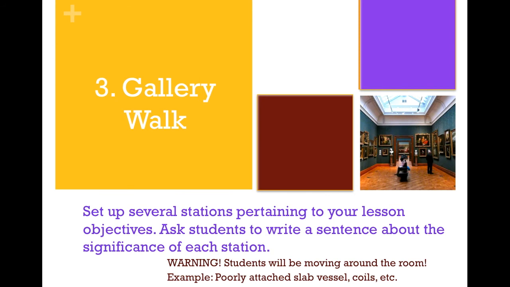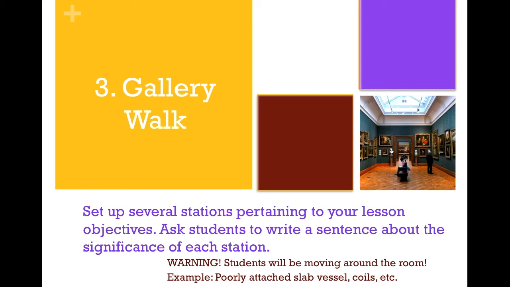Number 3, the gallery walk. This one requires a little bit more setup, but it's easy because it should be about the material you're already working with. So set up several stations pertaining to your lesson objectives and ask students to write a sentence about the significance of each station. Warning, this means students actually get up and move around the room during an assessment. Be aware that's going to feel different and look different, but what more engaging way, rather than sitting down to write, than to have kids up, moving around, and engaging with materials.